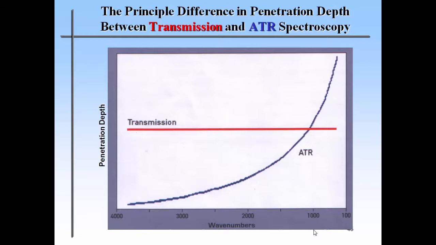So you cannot compare an ATR spectrum with a transmission spectrum. You have to correct it. There are correction procedures available. But you have to think of it. If you have an ATR spectrum and you subject it to the library of transmission spectra, you may fail, and vice versa.